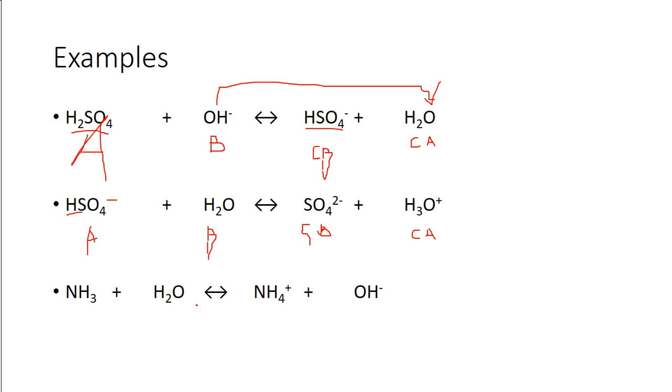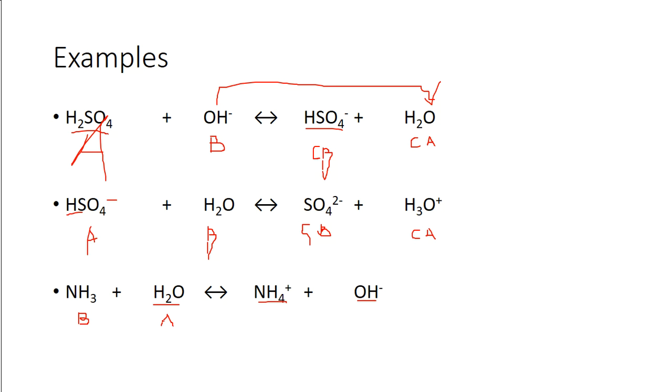So ammonia and water. Ammonia is picking up a proton from water to become NH4 plus. So this therefore is the base. Ammonia is the base. So it's not always the one listed first. It's the one that picks up the proton. H2O became OH minus, so it lost a proton. So H2O in this case is acting as an acid.